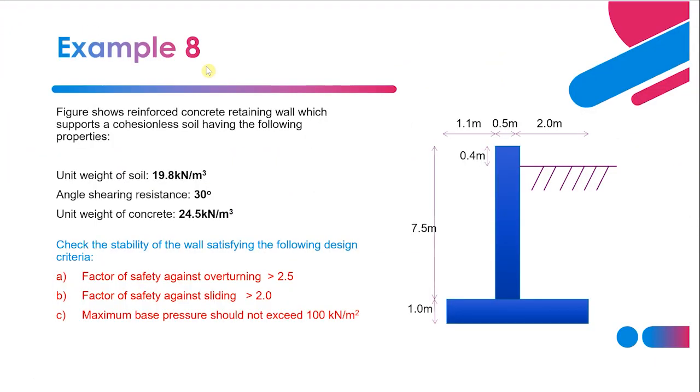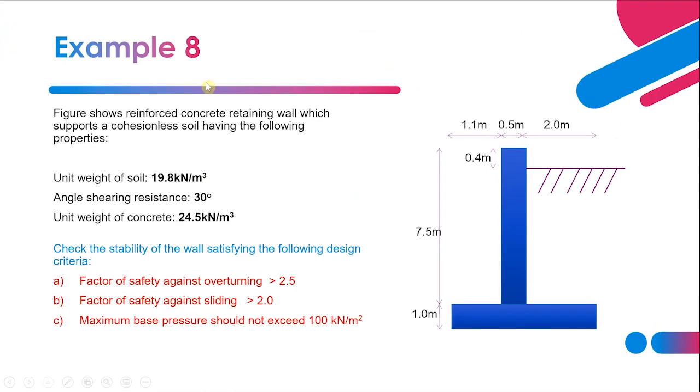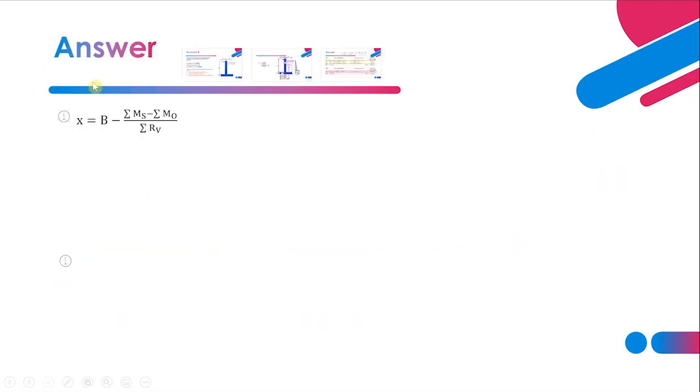As given in the question, we need to check stability against overturning, sliding and maximum base pressure. So usually, we directly find X, because to calculate the base pressure or bearing pressure, we need to get the position of the ground reaction. To get the position of ground reaction, this is the formula. So 3.6 is the base width, 3.6 meter.